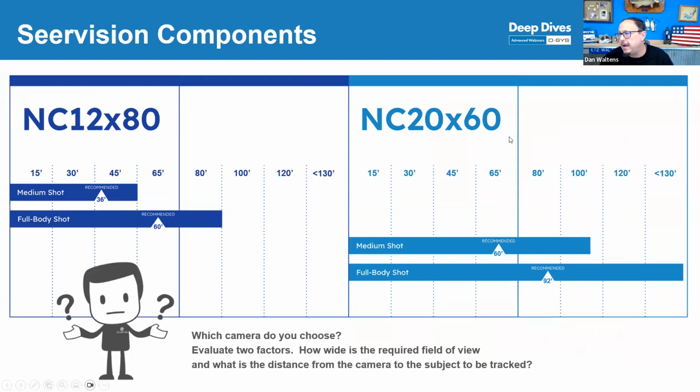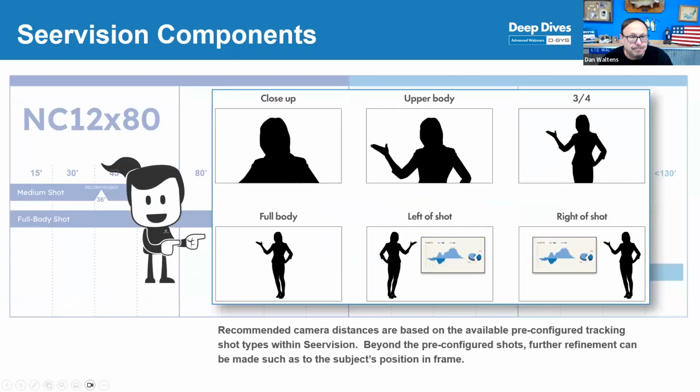You'll see here the 1280 and the 2060. For a medium shot, we recommend somewhere around 36. Full body shot, no more than 60 is kind of where we want to cut that one off. You'll see, evaluate the two factors: how wide is the field of view, and what is the distance from the camera to the subject to be tracked? So use the tools online. They'll help you choose the correct camera.